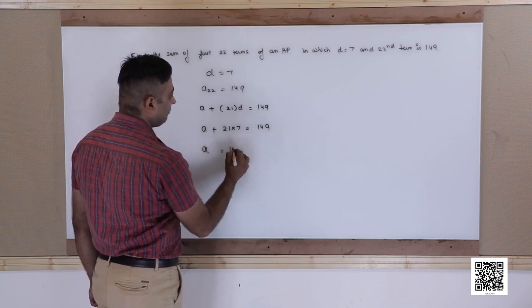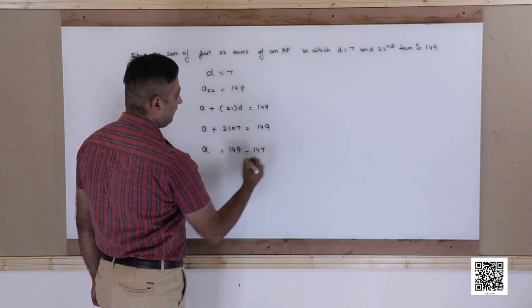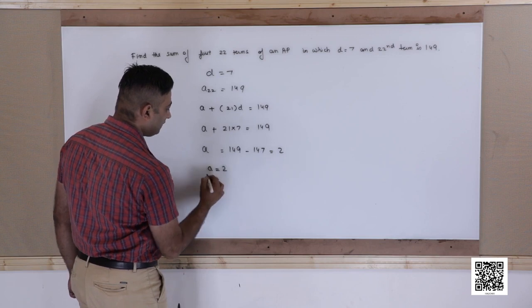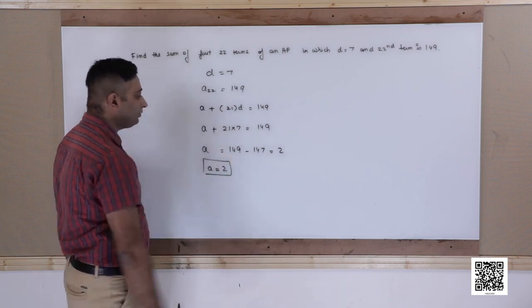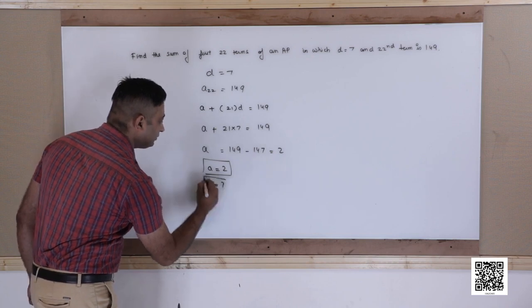That means a is equal to 149 minus 147, that is equal to 2. So we got the value of the first term, that is a is equal to 2, and we already knew the value of d, that is d is equal to 7.